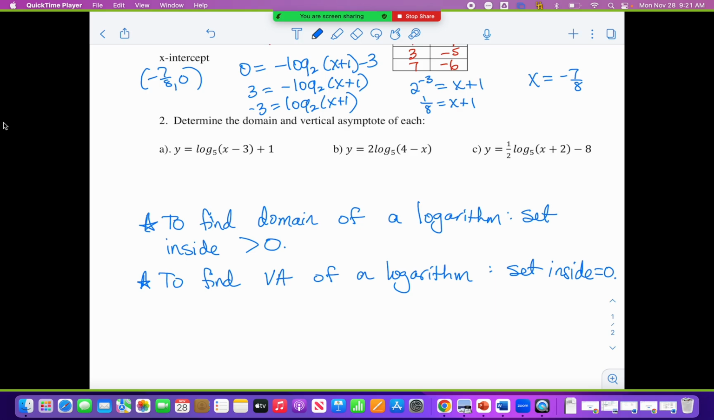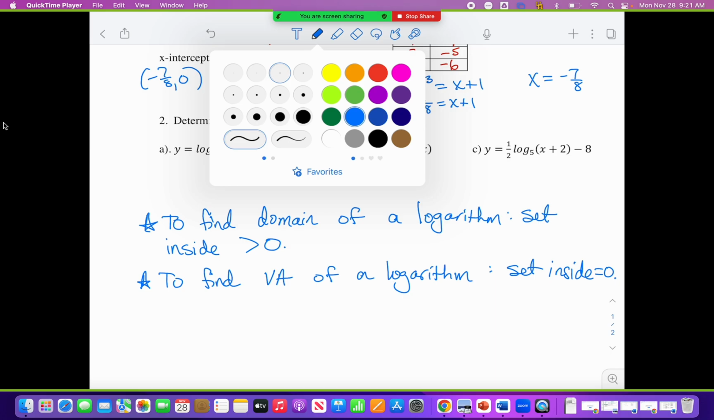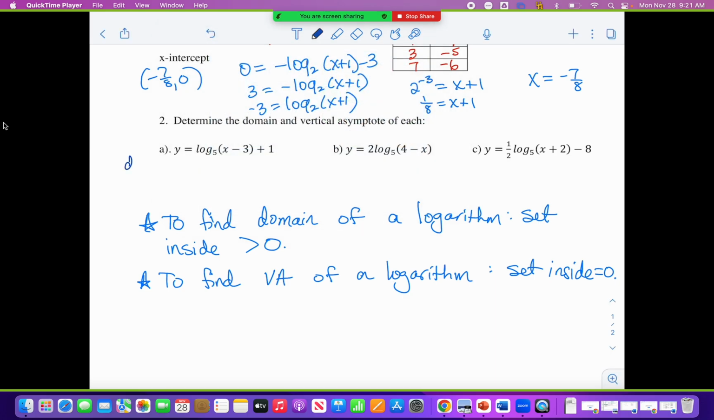So here's what I mean in case you're having some difficulty getting started. To do my domain, you set the inside greater than 0. So x is greater than 3 means 3 to infinity. That's my domain. The vertical asymptote, you set the inside equal to 0, and that's x equals 3. Now do that with B and C if you were struggling to get started.